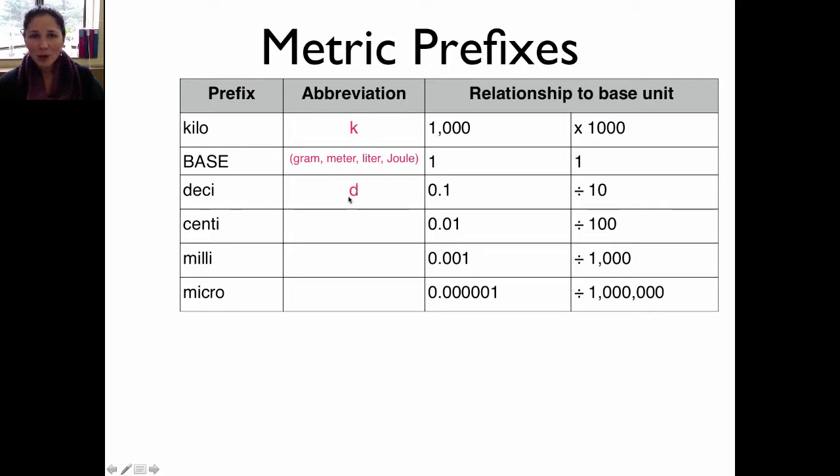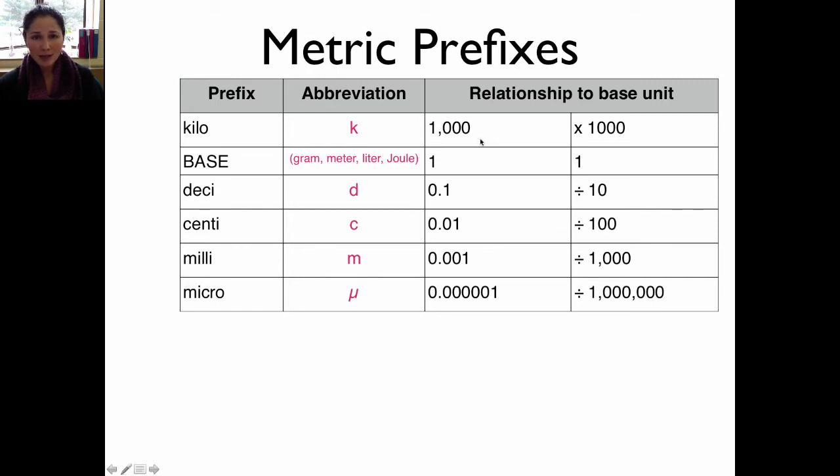Deci is represented with a lowercase d, and a decigram is 10 times smaller than a gram, just like a decimeter is 10 times smaller than a meter. A centimeter or a centigram or a centiliter is 100 times smaller than the base unit. It's represented with a lowercase c. Milli is a lowercase m, and micro is a Greek letter mu, lowercase. When you see these abbreviations in front of a base unit, you will know that it means these relationships to those base units.